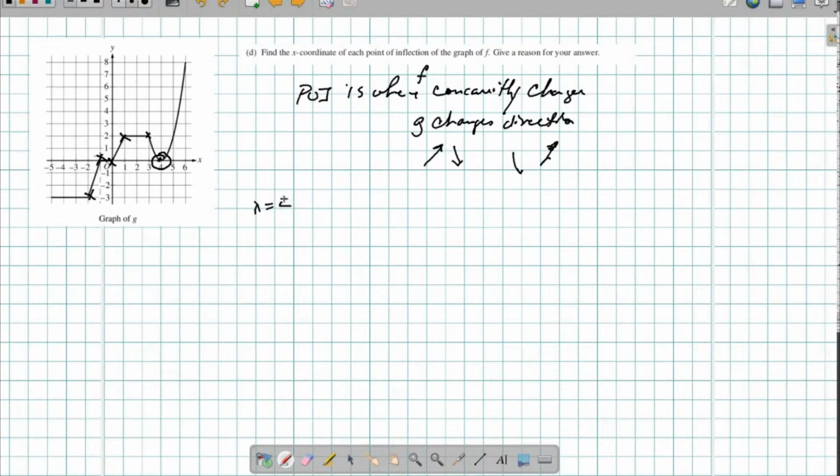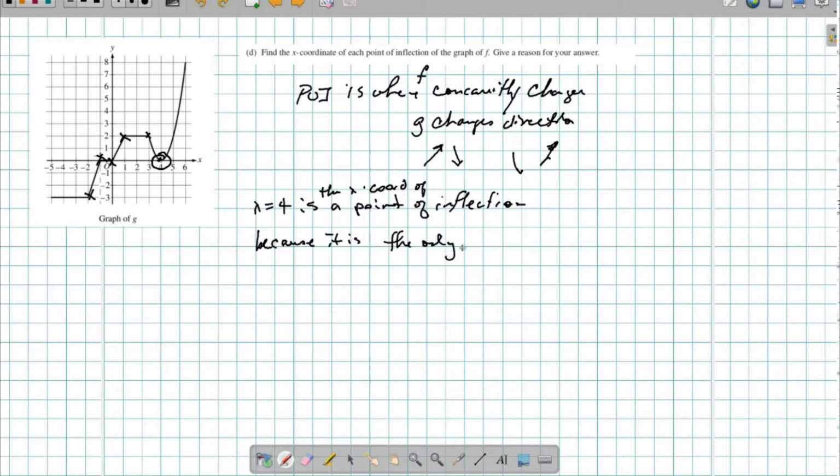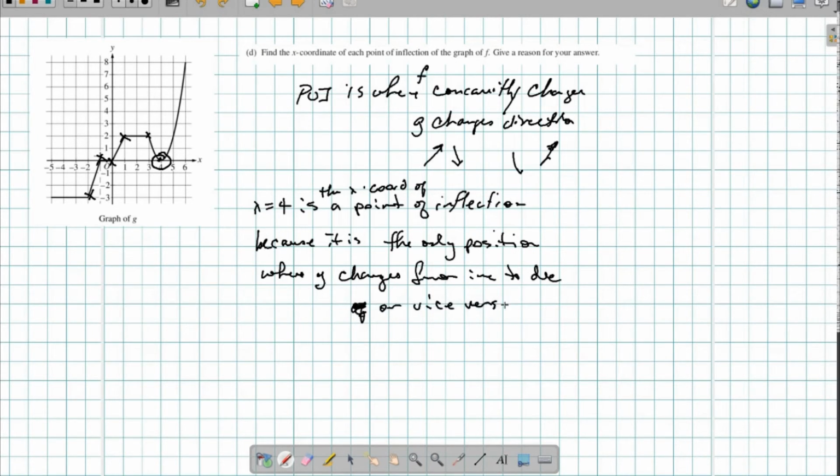So I could say that x equals 4 is a point of inflection, or is the x-coordinate of a point of inflection, because it is the only position where g changes from increasing to decreasing or vice versa. So the thing is, I have to give the answer, x equals 4, and I have to give my justification. I need to give a reason for my answer, and I need to justify it in terms of what I see in the graph of g. So that's problem 3.